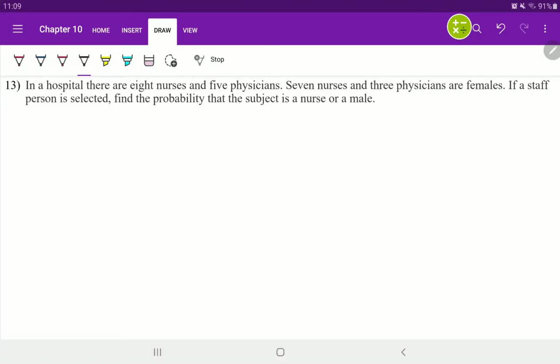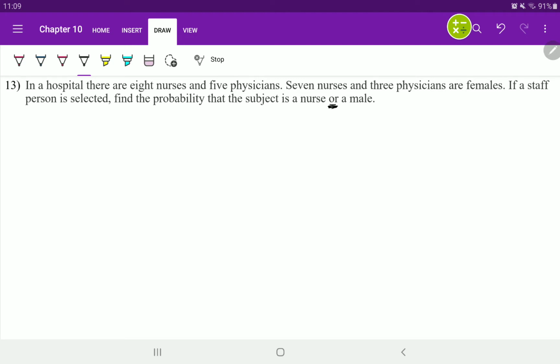All right. Now it says here, in a hospital, there are 8 nurses and 5 physicians. Physicians. I can't even say that word correctly. 7 nurses and 3 physicians are female. If a staff person is selected, find the probability that the subject is a nurse or a male. Keyword is or.